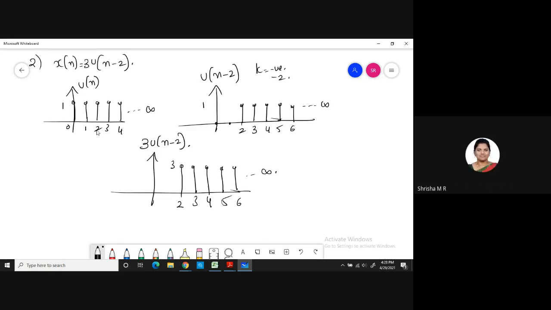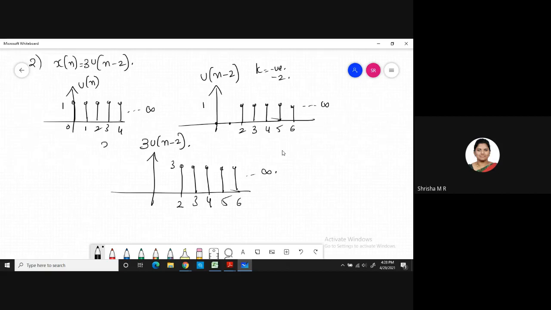So u of n is a signal which starts at 0 with an amplitude 1 and goes up to infinity. u of n minus 2 is a shifted version of u of n. It is starting from plus 2, or occurring 2 seconds late, because k is negative, so it is right shifting. And 3 times u of n minus 2 means you are multiplying that amplitude with 3. The amplitude was 1 throughout, so it will be 3. Got it?